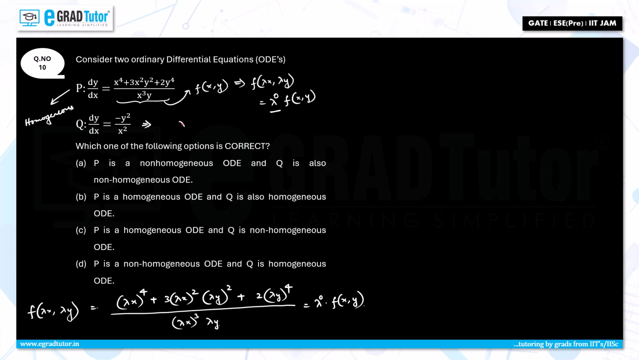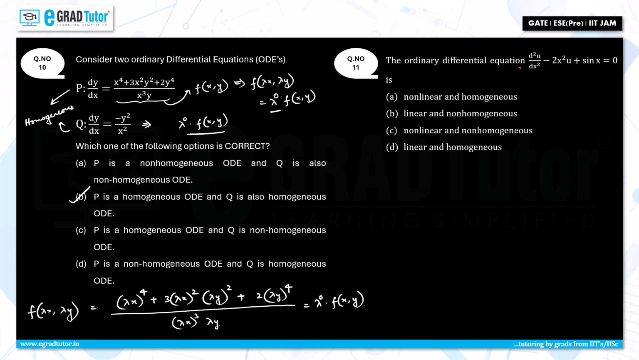This also happens to be a homogeneous function. Okay, so both P and Q are homogeneous ordinary differential equations. So the correct answer is option D. P is a homogeneous ODE and Q is also a homogeneous ordinary differential equation. Alright, is this clear? Now let's take another question.